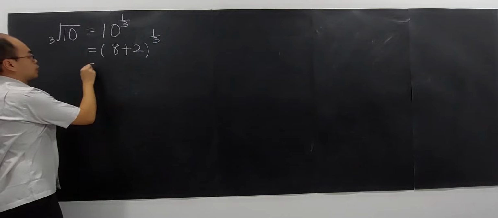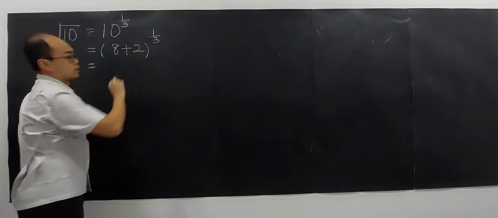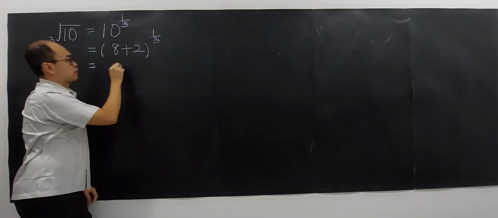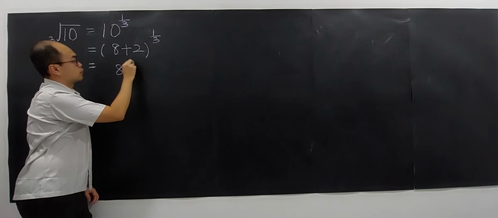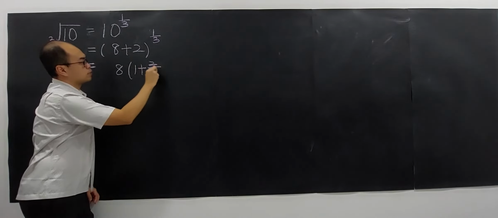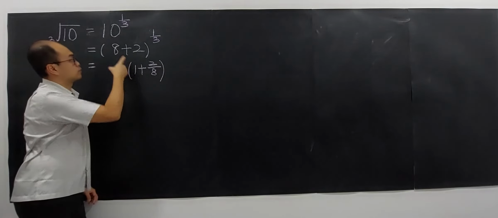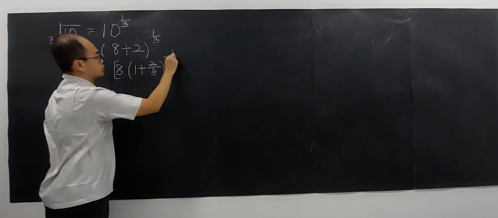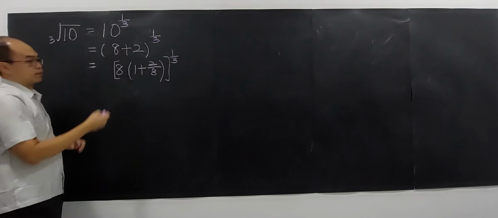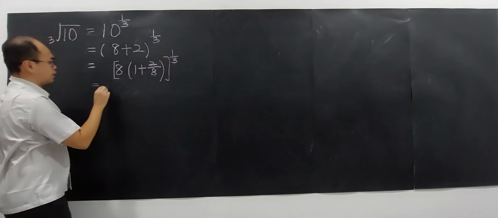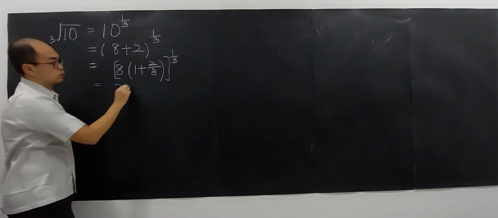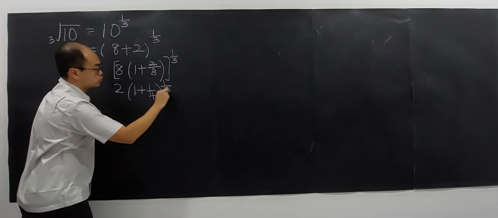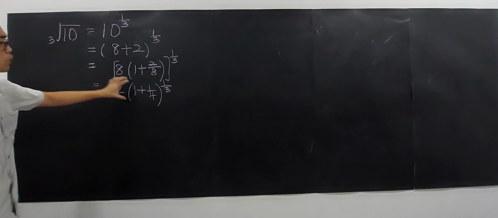When I'm using binomial expansion for a rational power, which involves a fraction power, I can factorize the 8 out. So you have 1 plus 2 over 8, everything to the power of 1 over 3. I just factor out the 8. Then 8 to the power of 1 over 3 is 2. So which is 2 multiplied by 1 plus 1 over 4, to the power of 1 over 3. So I can rewrite this in this form.